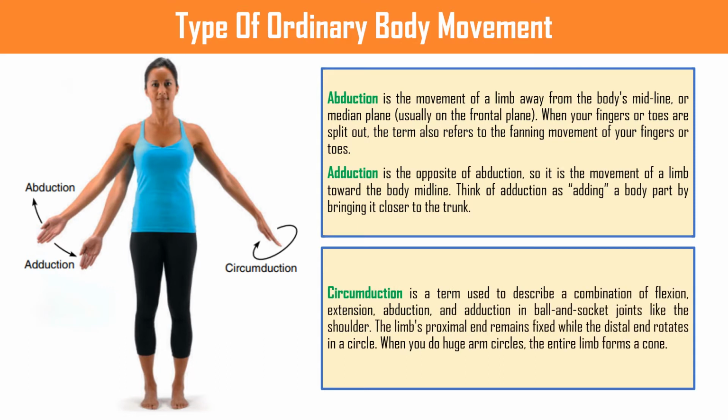Then we have circumduction. Circumduction is a term used to describe a combination of flexion, extension, abduction, and adduction in a ball and socket joint, like the shoulder. The limb's proximal end remains fixed while the distal end rotates in a circle. When you do huge arm circles, the entire limb forms a cone. So, this is an example of circumduction.